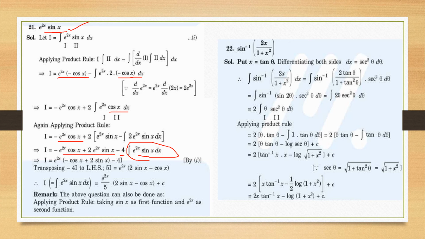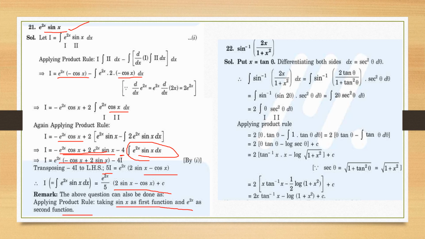Take this minus 4I to the other side, because 5I will become, you can take e raised to power 2x common from these. So it is 2 sin x minus cos x. Just rearrange the terms to keep this negative sign in the middle instead of with the first term. So I is, divide by 5 on all sides, e raised to power 2x by 5, 2 sin x minus cos x plus c. Okay. So this question can also be done by taking sin x as first and e^2x as second function. But in general, it is suggested that if it is of this form, you should try to take e raised to power ax or 2x as the first function.